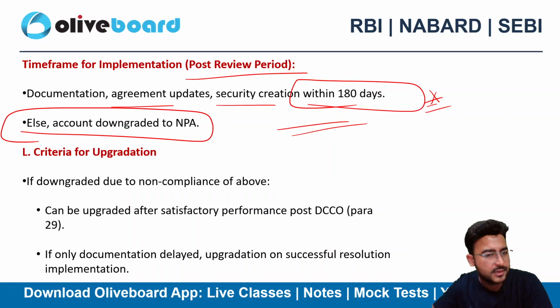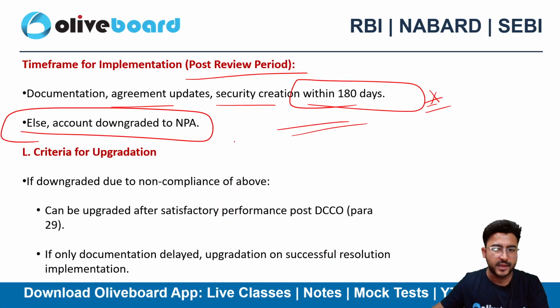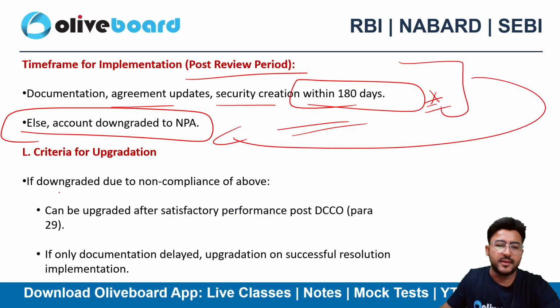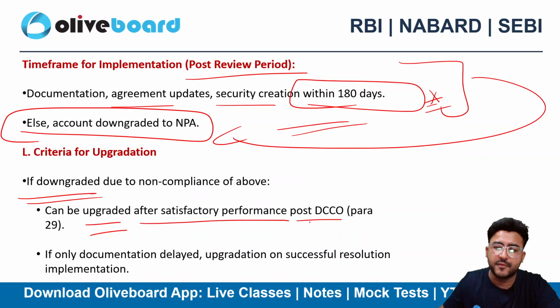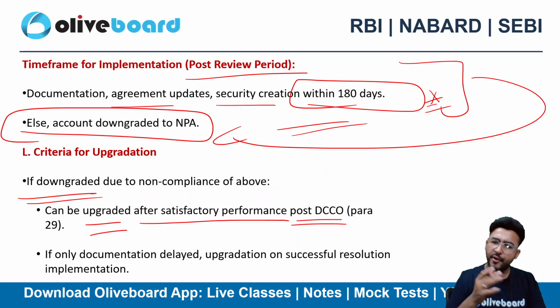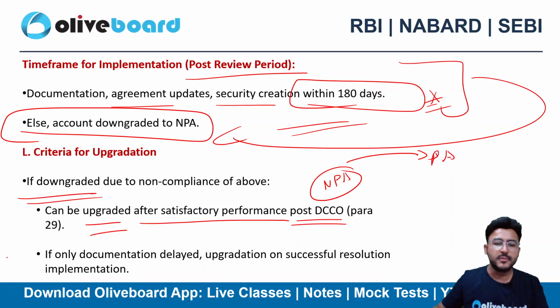Criteria for upgradation. If downgraded due to non-compliance of the above, let's suppose you are not able to do it, you are unable to do it in 180 days. So what will happen? Your account will turn to NPA, right? So you are downgraded now. However, your account can be upgraded after satisfactory performance post DCCO. Let's suppose you commence the commercial operations. Now your performance is fine. So we can again upgrade your performance from non-performing asset to a performing asset, right?